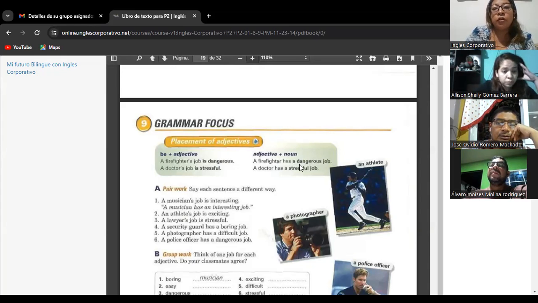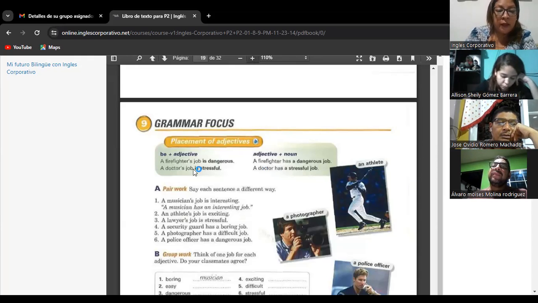Okay, if you notice here in this example, the noun is not part of the subject. En este caso, no es parte del sujeto, ¿verdad? Pero lo que usted tiene que verificar es que el adjective y el noun vayan juntos. Y les comentaba que tiene que ir antes del noun. So you have to start with the adjective and then you're going to say the noun. A doctor has a stressful job. Hablando nuevamente del trabajo.